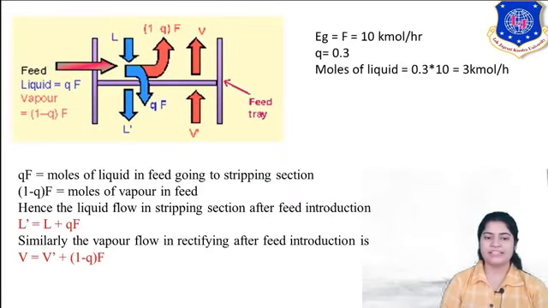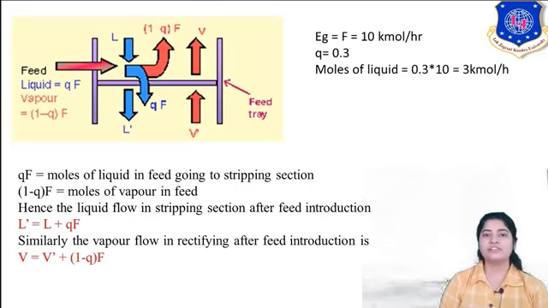Here you can see the example of a feed tray. Feed is entering into the feed tray. Liquid which is coming from enriching section, that is L, whereas L bar is the liquid flow rate in stripping section. Similarly, V is the vapor flow rate in enriching section, and V bar is your vapor flow rate in stripping section.